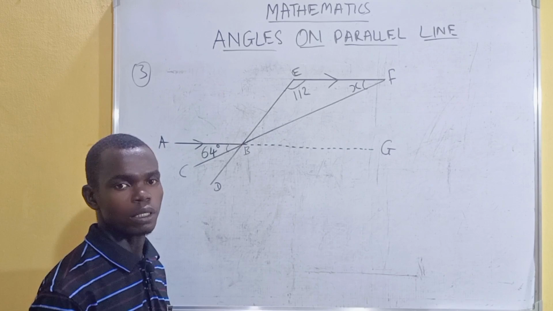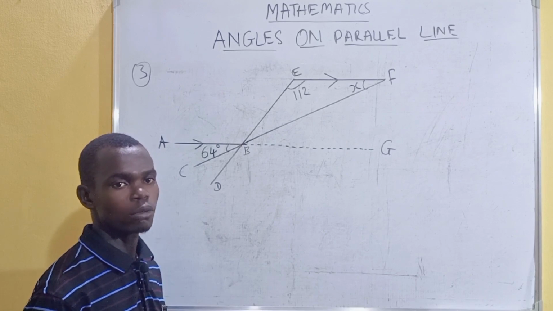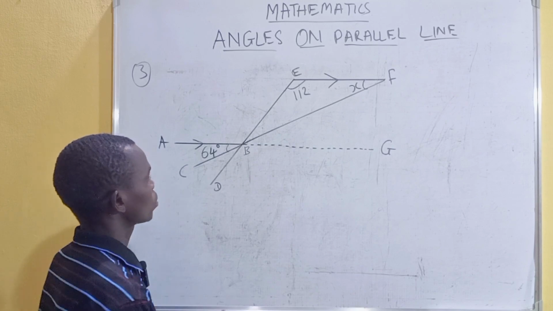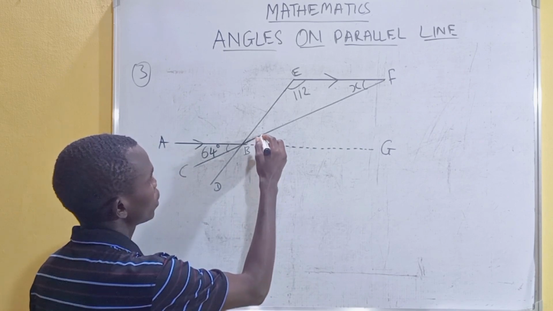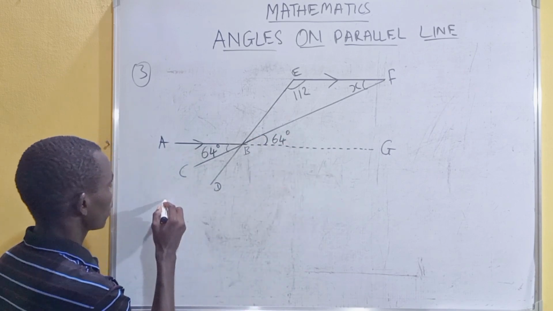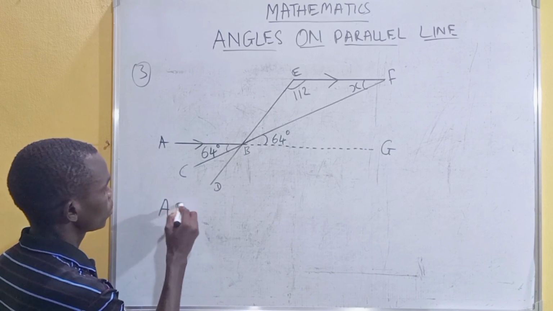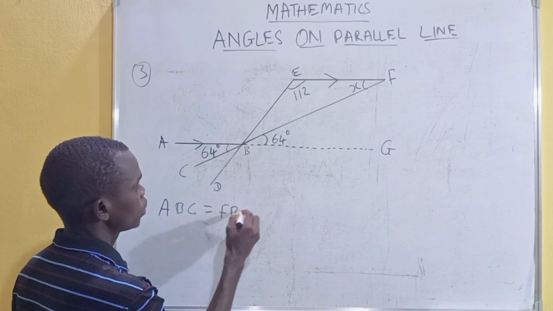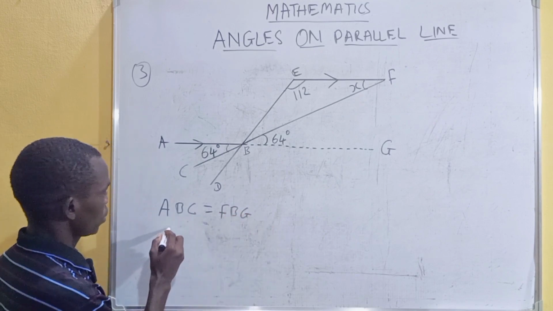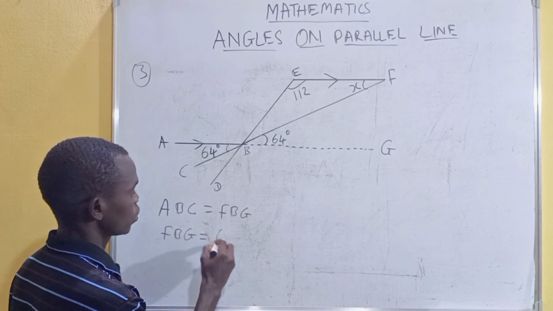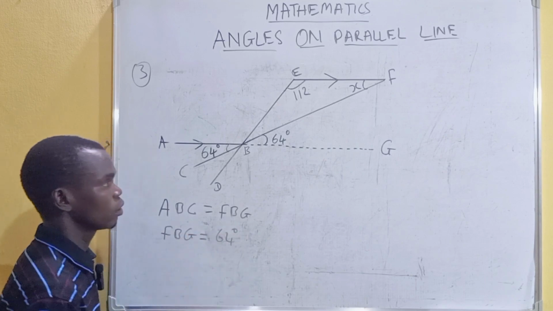We say that when angles that are opposite to each other at a point where two lines intersect, they are equal. So we now have here to be 64 degrees. That is angle ABC is equal to FBG. Therefore, FBG will now be equal to 64 degrees.